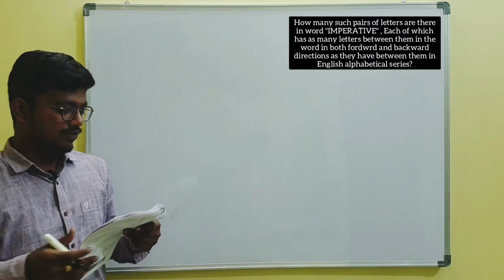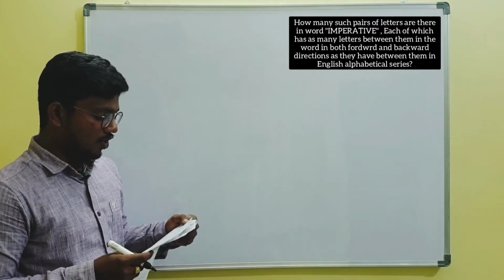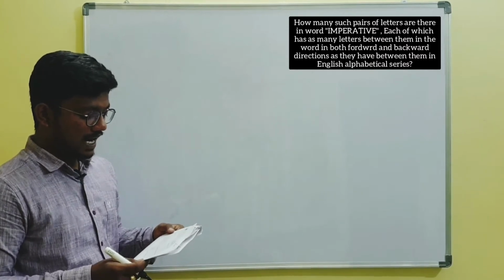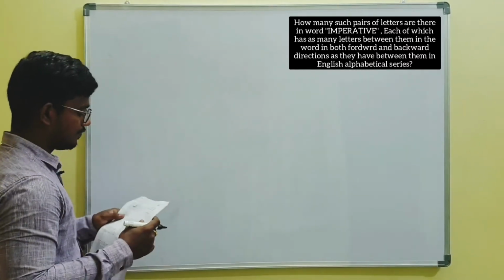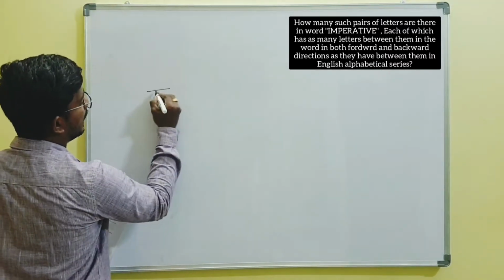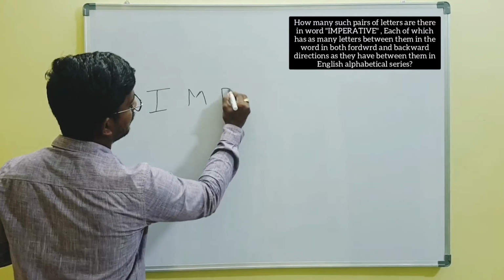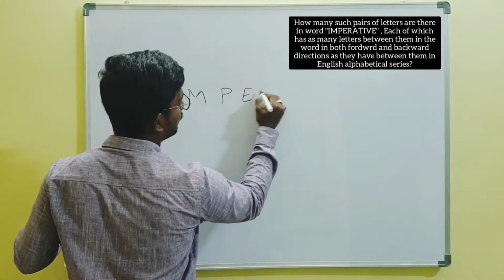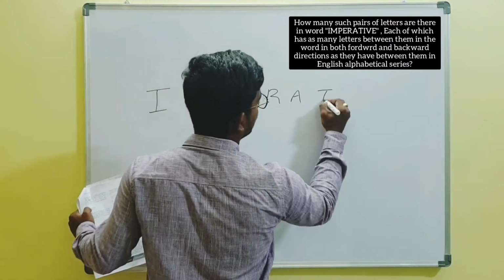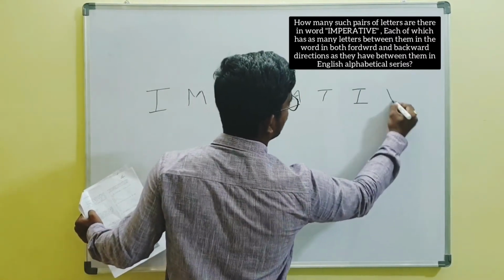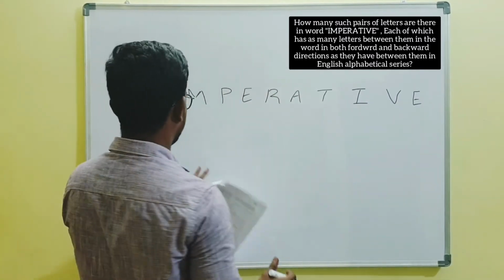Coming to the 18th question, how many such pairs of letters are there in the word imperative, each of which has as many letters between them in the word in both forward and backward directions as they have between them in the English alphabetical series? Imperative, I M P E R A T I V E. Imperative.